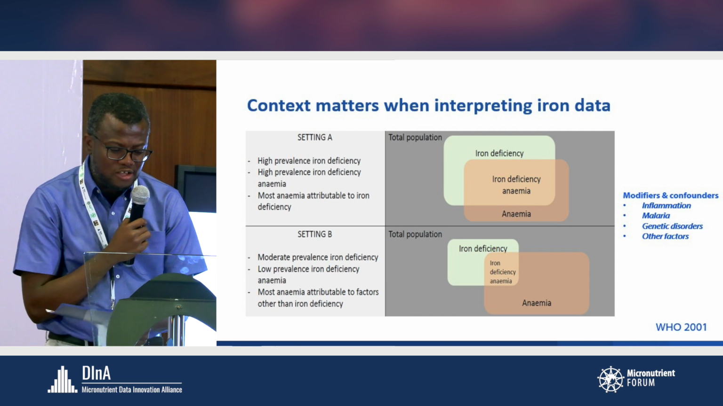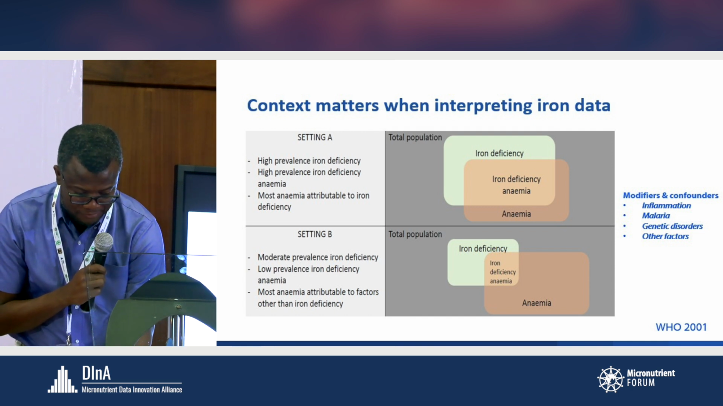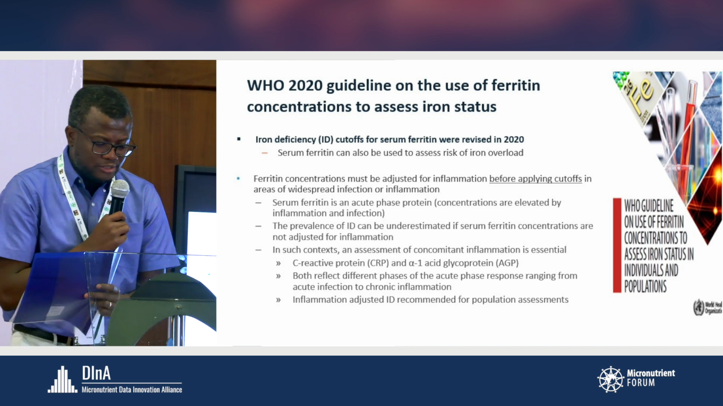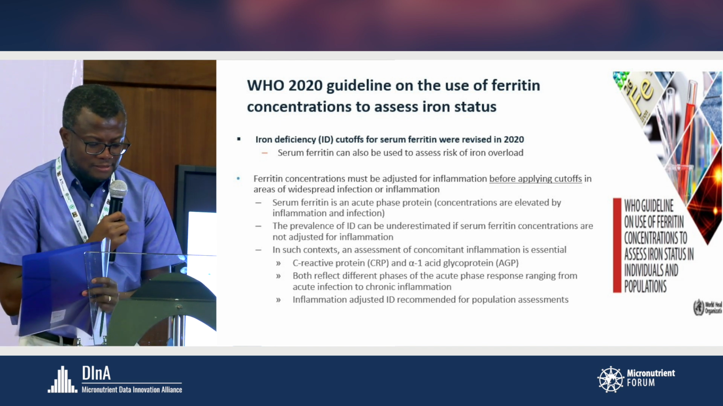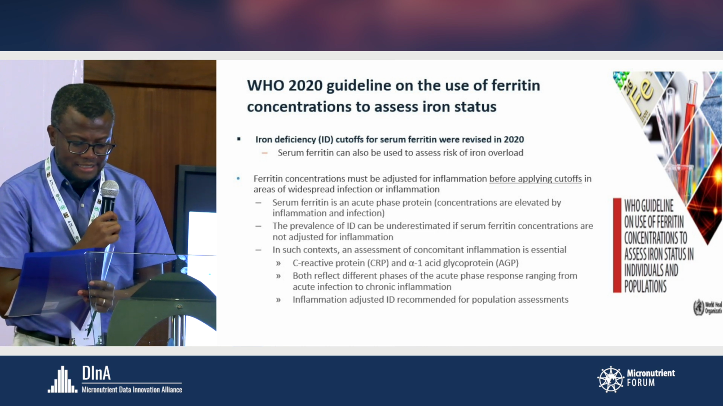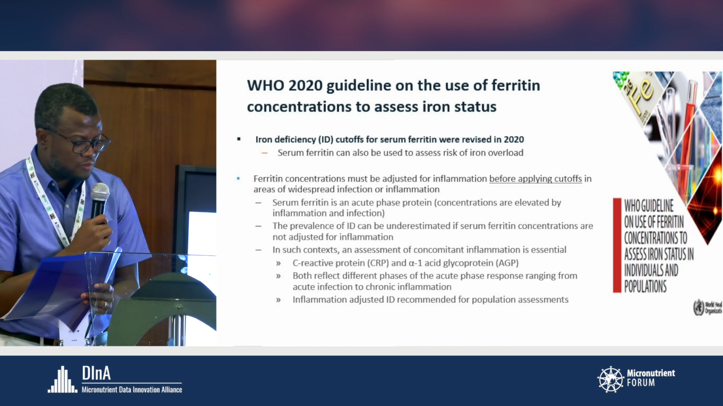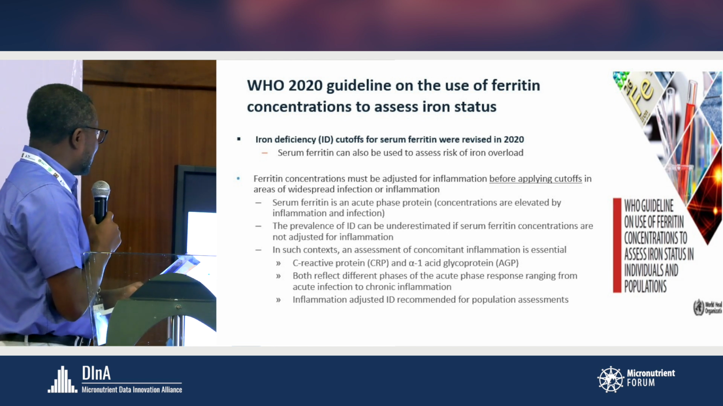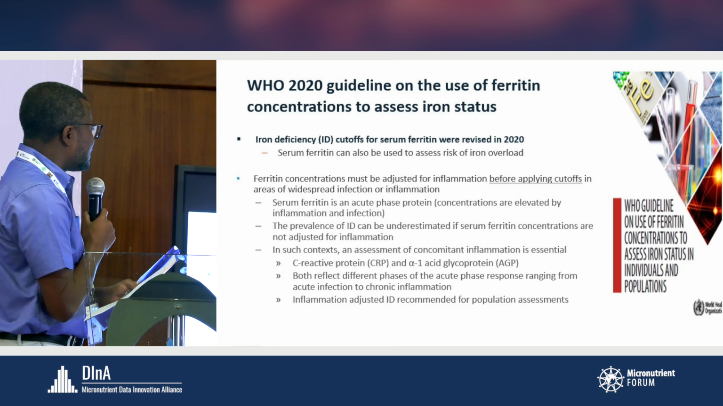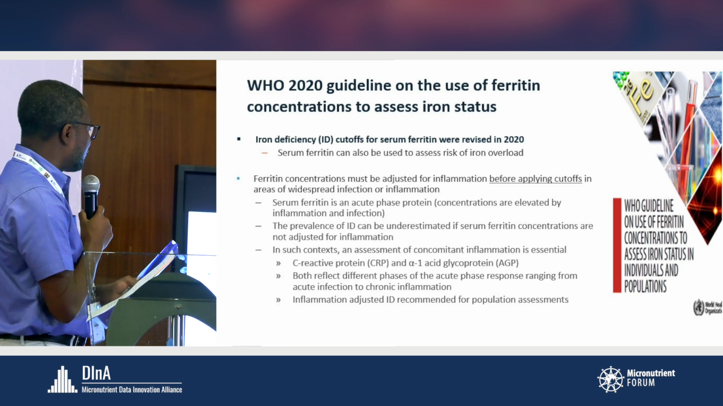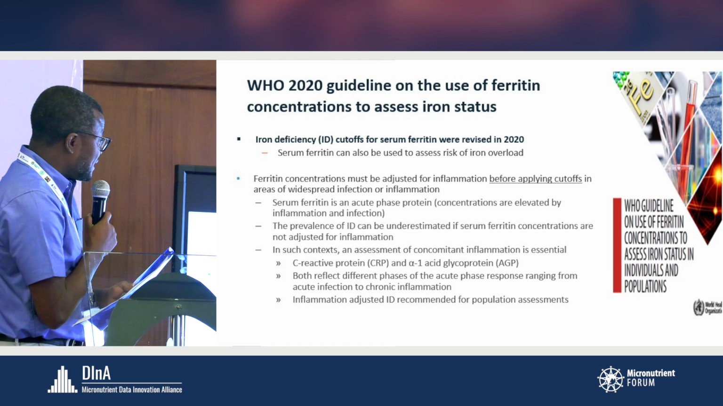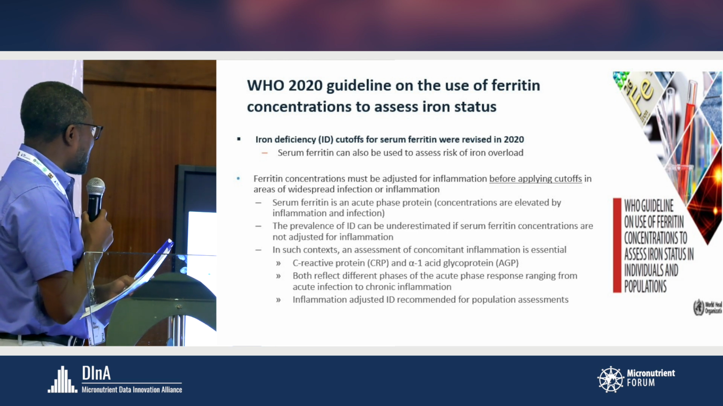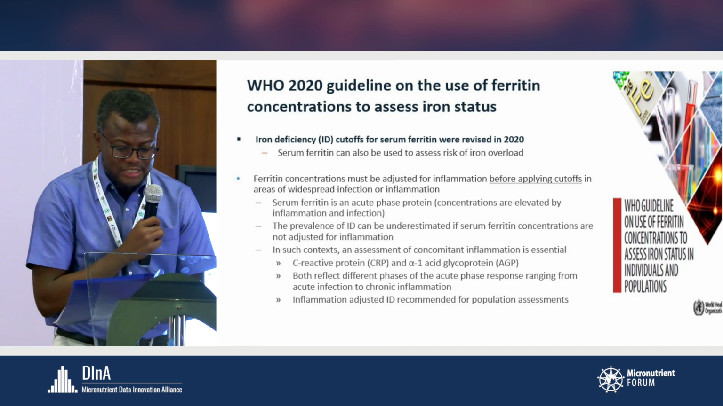So these contextual factors are quite important. Then, in 2020, WHO guidance was released for the use of ferritin concentration to assess iron status in populations. And the key take-home here, there are a few take-homes. Iron deficiency cutoffs were revised, and they said ferritin can be used to assess risk of iron deficiency as well as overload.